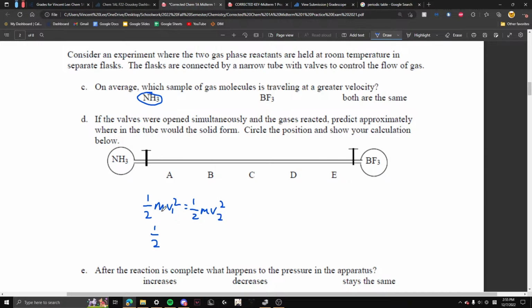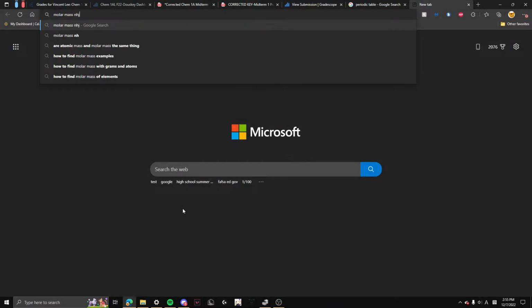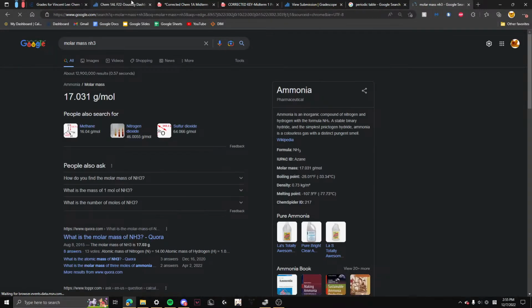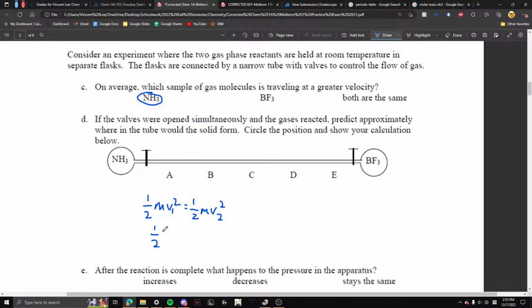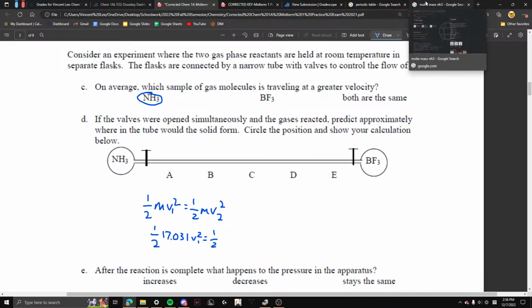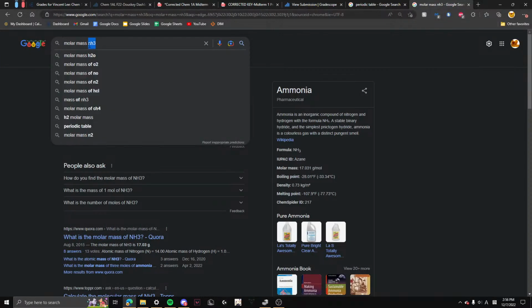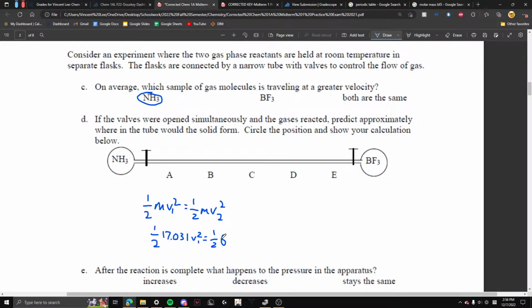And then, molar mass NH3, because I'm too lazy to actually do the calculation, 17.031, half, and then BF3 molar mass, 67.81. Those cancel, and now we're looking for the ratio between the two.